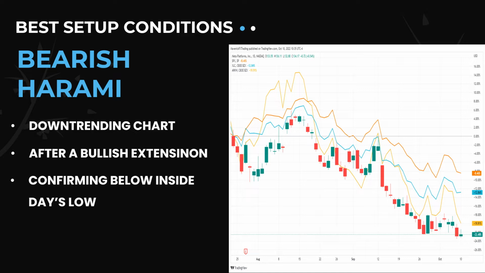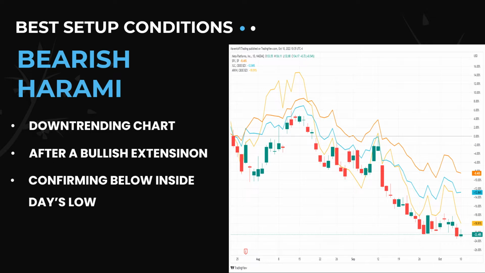Confirming below the inside day's low. It's different. Remember, the confirmation of the Harami itself is to have the body inside the body. Highs and lows don't matter. Confirmation of that Harami has to be below the inside day's low. Now, if you folks have been following along with the series, it's the exact same thing as the bullish Harami, isn't it? This time it's just to the downside, not the upside.